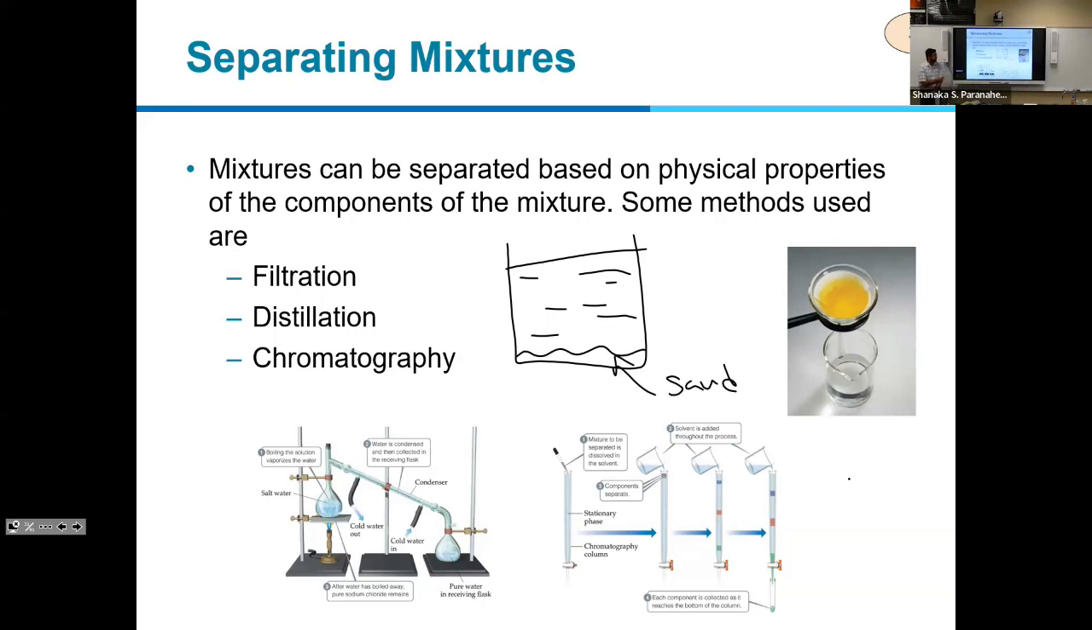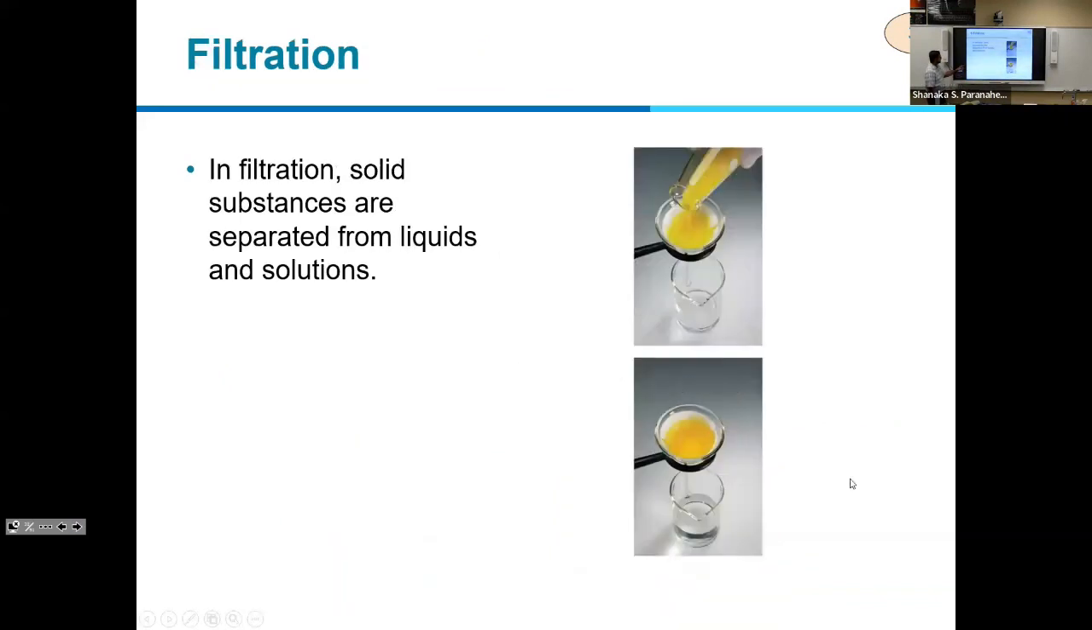So we have special papers that we can use to filter out the liquid from these types of samples. The substances that cannot pass through the filter paper will be trapped on the filter paper, and we can collect the liquid under the funnel. So that's the way to separate it. Distillation is another physical technique to separate a mixture of compounds based on boiling point. So this is filtration. Actually, you are going to see this precipitate in the lab.